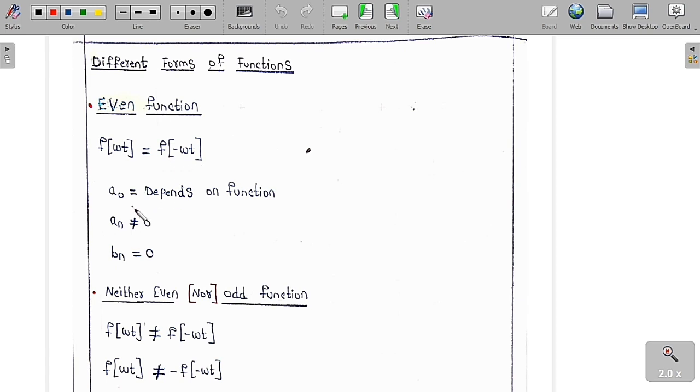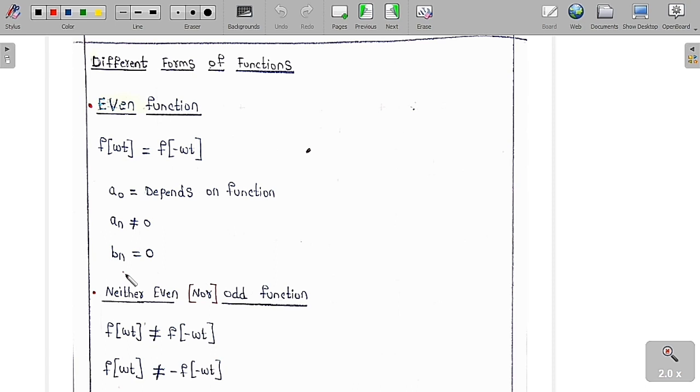So here a naught is not equal to 0. Whereas a n is also not equal to 0 because f of theta is an even function and cos theta is also an even function. So the product of two even functions is again an even function, so the integration cannot be 0.